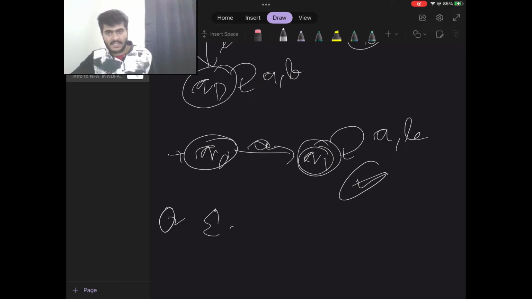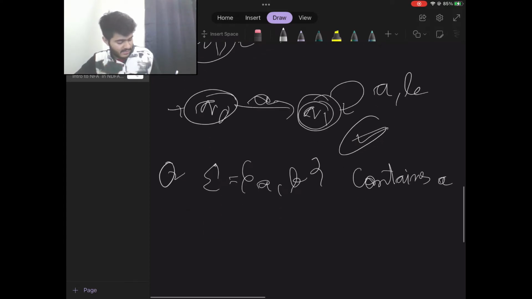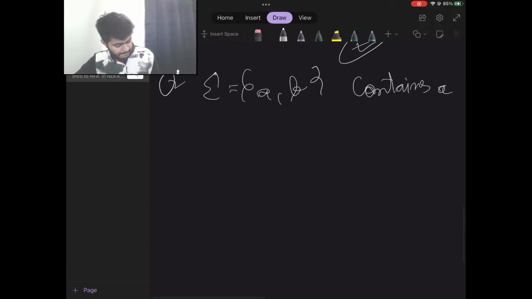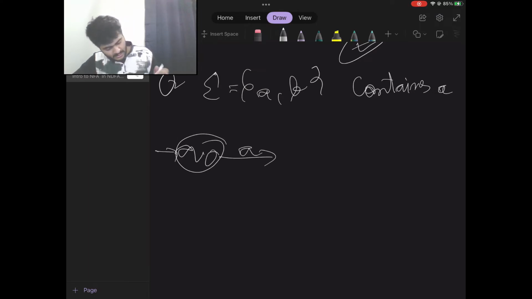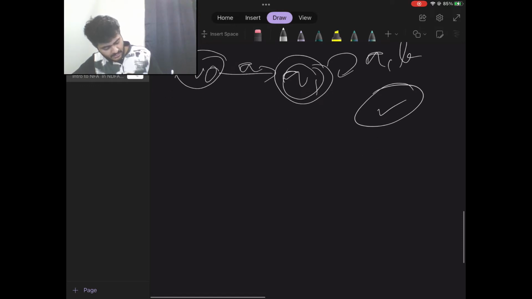So let's take another one. We'll create an NFA where the inputs are A and B, and it will tell us the strings which contain A. Let's start with Q naught. It contains A, Q1, that's the final state. A and B, whatever can be there. That's the NFA for this.